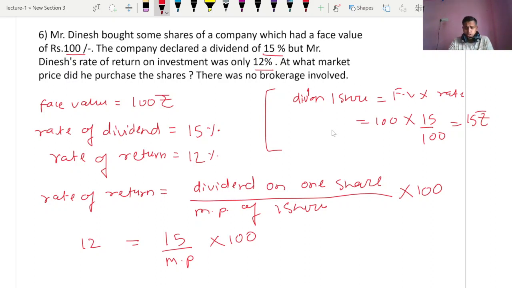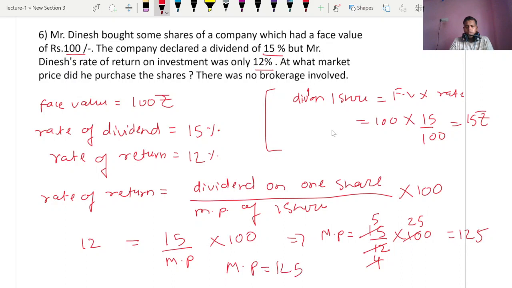So what will this become? Therefore, market price is equal to 15 by 12 into 100. 3 4s are 12, 3 5s are 15, 25, which is equal to 125. So market price is 125 rupees. So this is the way to solve this. Okay, fine.